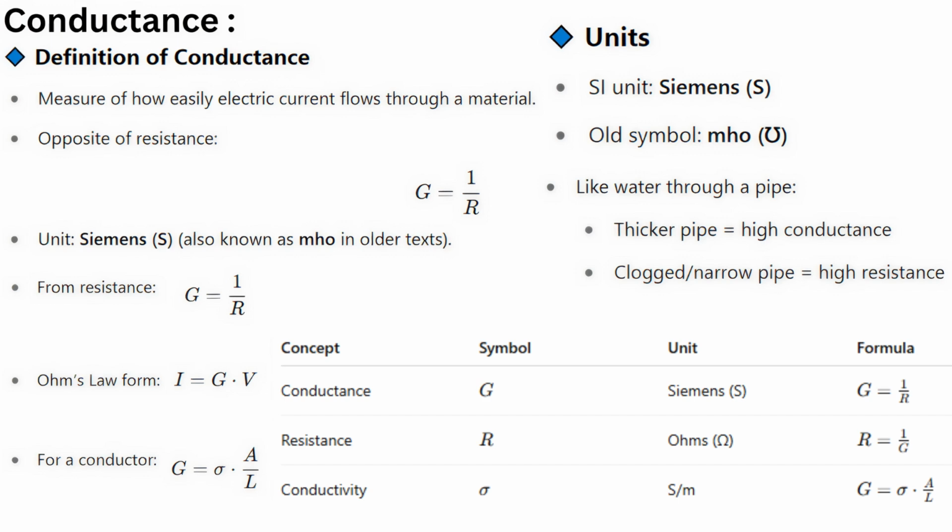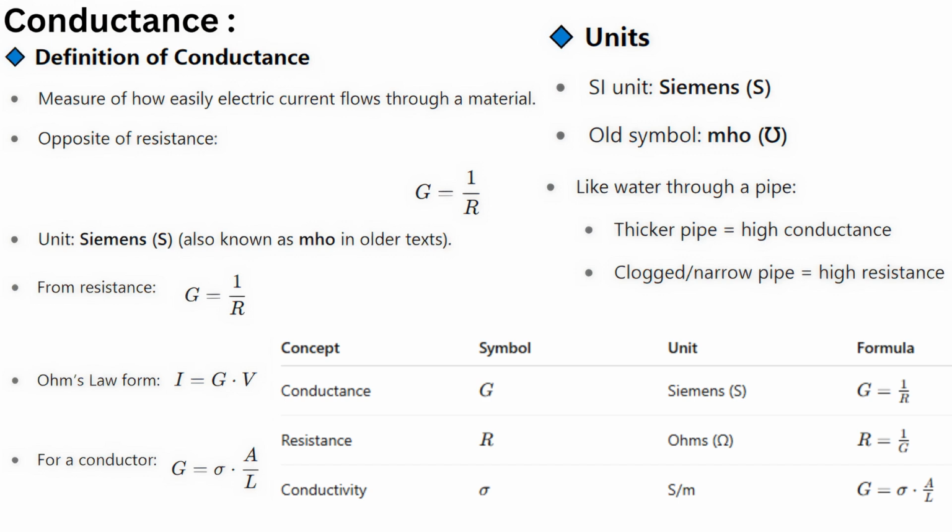Next is the Ohm's law form, I equals G times V. You might know Ohm's law as V equals I times R. Since we know R is the same as 1 over G, we can rewrite the law this way. Here, I is the current, which is the amount of flow. G is the conductance, or the ease of flow. And V is the voltage, which is the pressure pushing the current. This formula tells us that the amount of current you get is determined by how much pressure you apply, and how easy the path is.